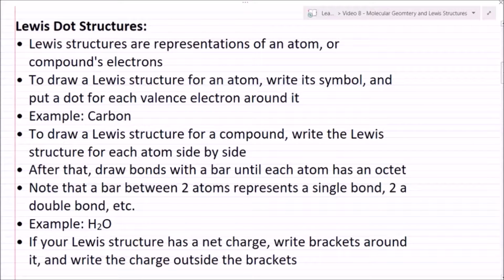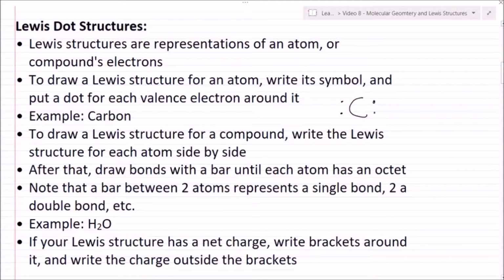Alright, so let's start by talking about Lewis dot structures, or just simply Lewis structures. And these are representations of an atom or a compound's electrons. So we can write Lewis structures for an atom or a compound like water. To draw a Lewis structure for an atom, write its symbol and then put a dot for each valence electron around it. So here for carbon, we're just going to write its symbol, just C, and then the number of valence electrons. Now I know off the top of my head carbon has 4, but you could look at the periodic table if you didn't know.